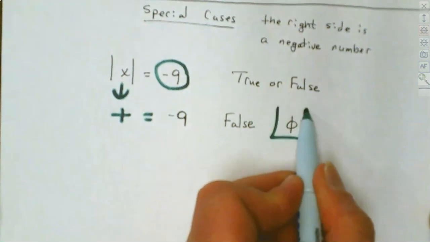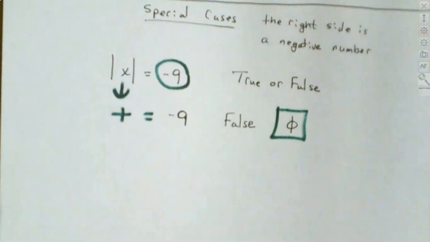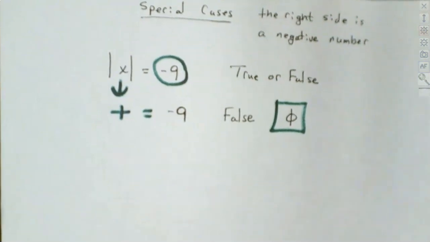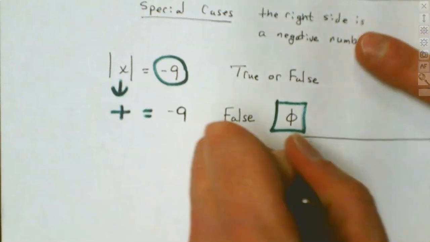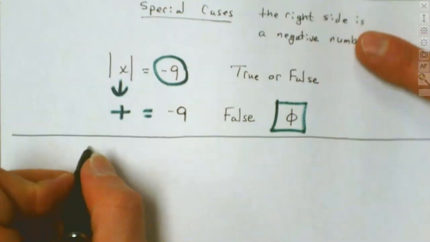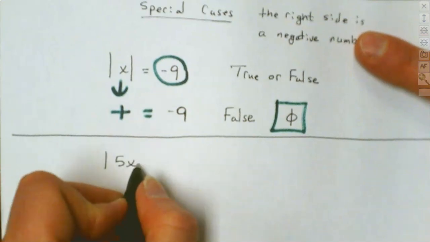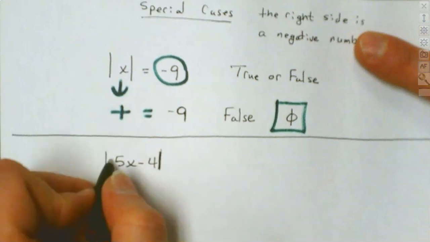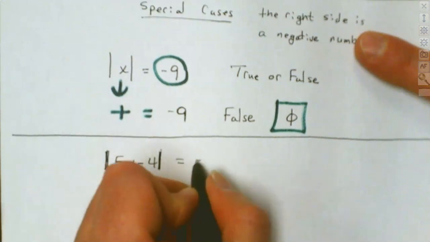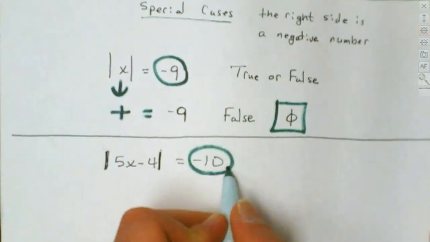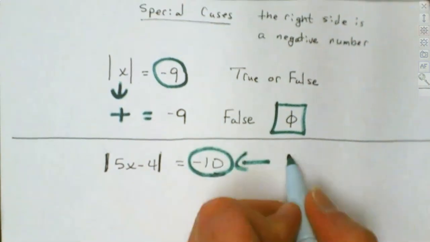These are very simple, but these are the ones that students miss the most because they get in a hurry and they try to solve it. So because that was negative, that makes it a special case, and that is false. It doesn't matter what's in there. This one's also going to be a special case. So that -10, see, that makes it a special case.